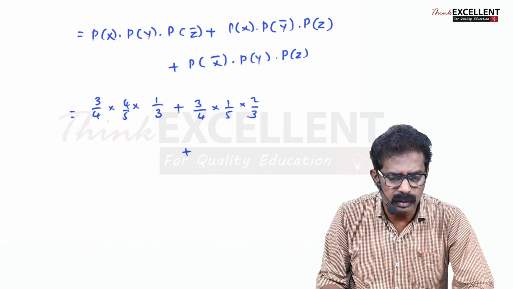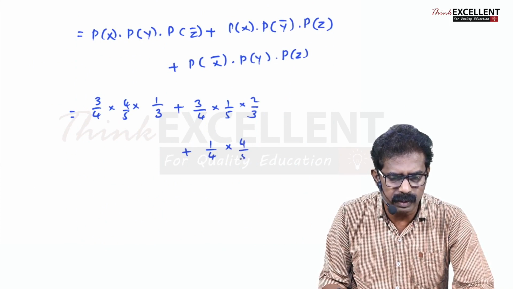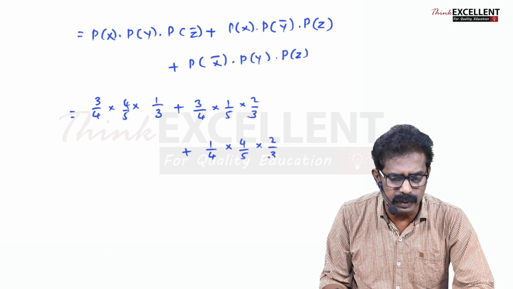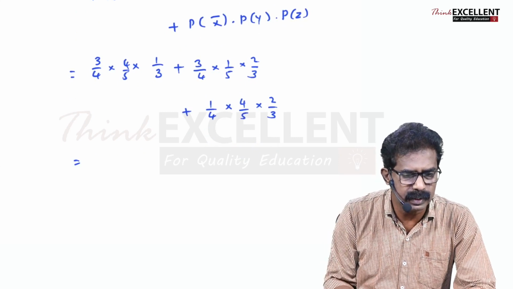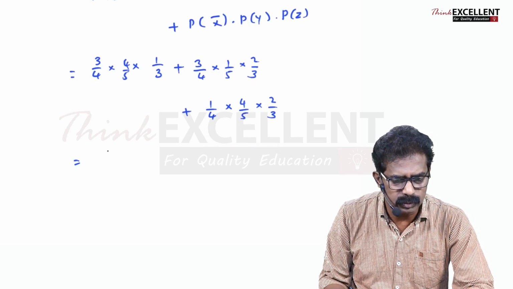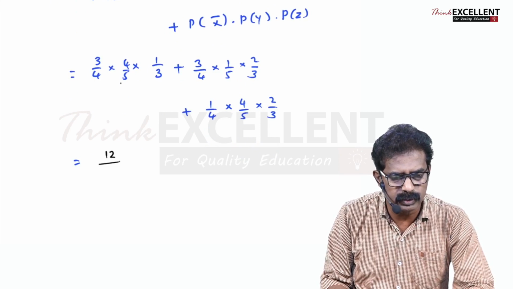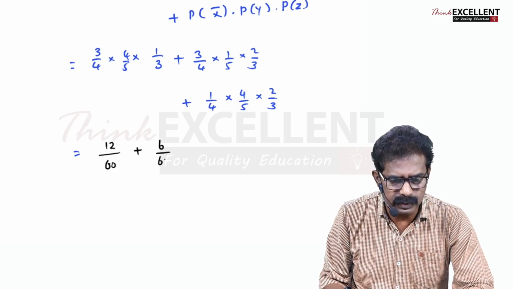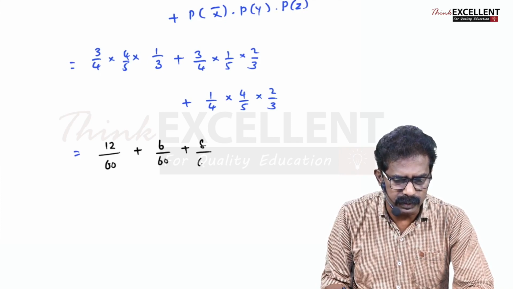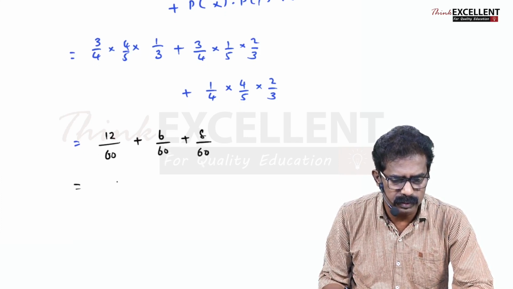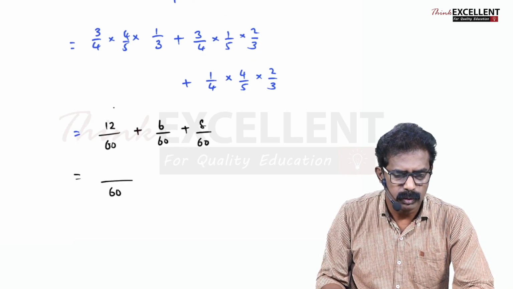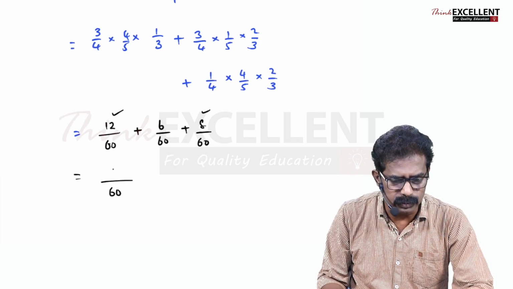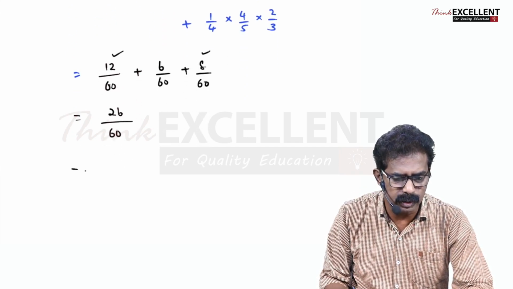Plus the last one, P of X bar 1 by 4, P of Y 4 by 5, P of Z is 2 by 3. So I'm not cancelling anything. So 3 4s are 12, by 5 4s are 20 into 3, 60. 6 by 60, 8 by 60. So you are getting 60 LCM. 12 plus 8, 20 plus 6, 26 by 60. Cancel by 2 table. 13 by 30 is your answer.